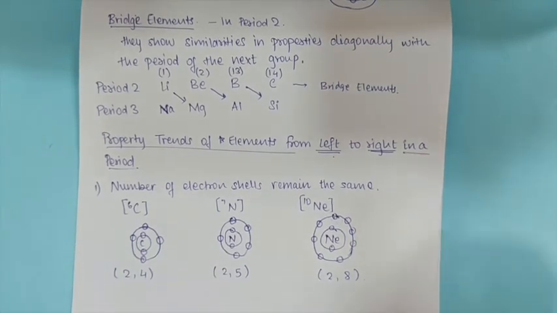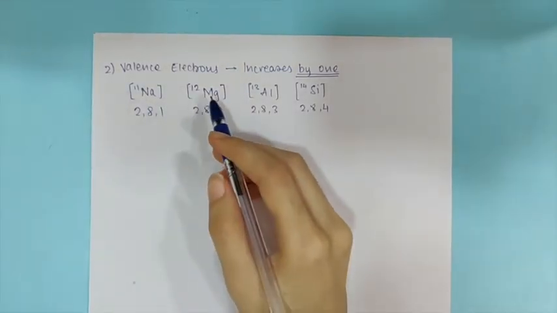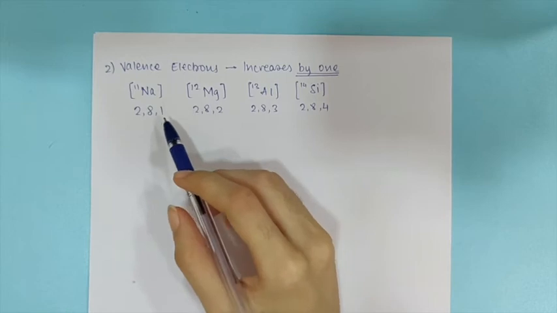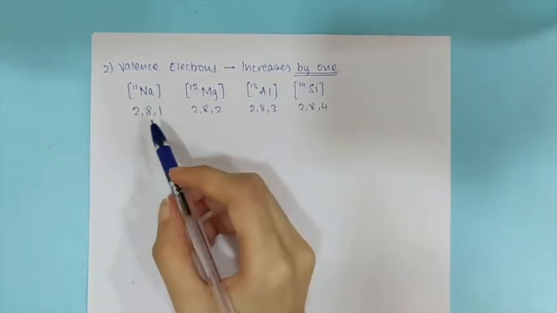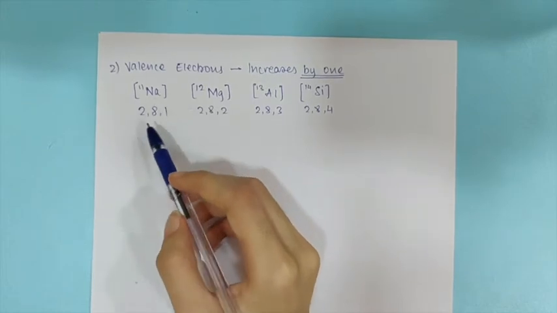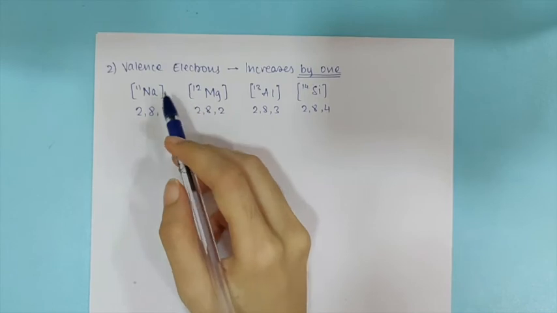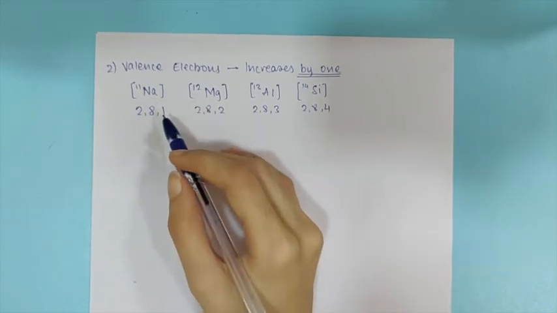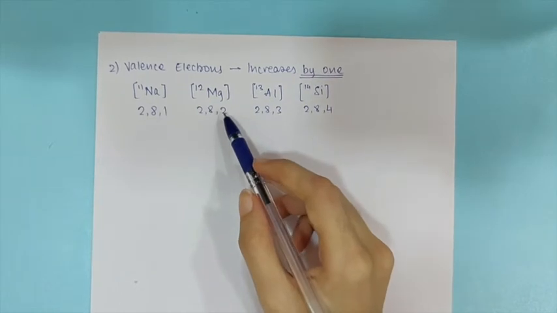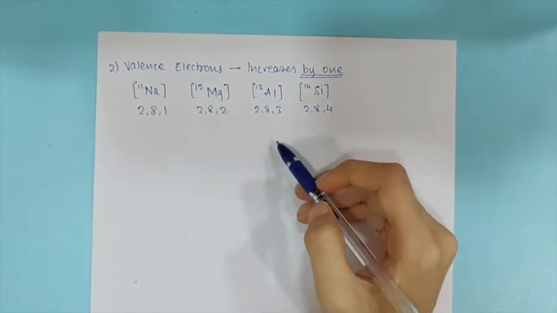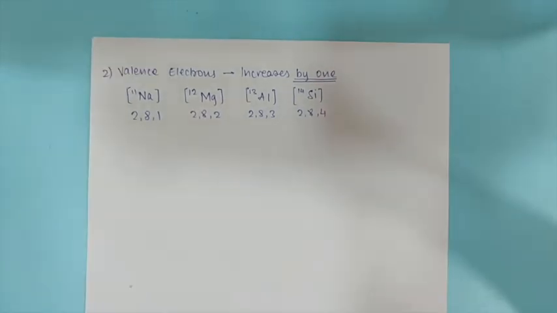So the next property says that the valence electrons, that is the electrons present in the last shell, they increase by 1. For example, if we take sodium, by its electronic configuration, the electrons in the last shell is 1. Then if we take Mg, the electrons in the last shell is 2, aluminium 3 and silicon 4. And so on.